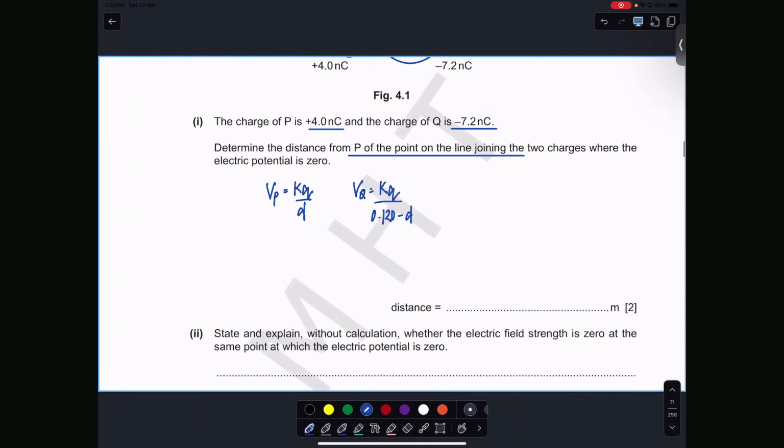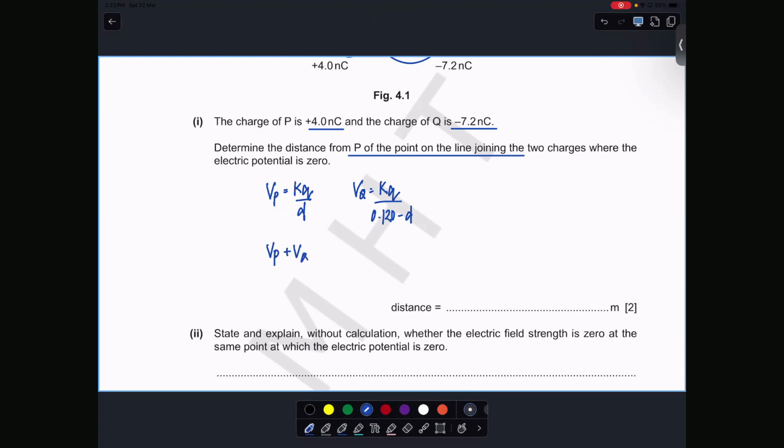এখন the idea with potential is that you just add them. It's like if you want to find the net, you just add them. Potential কিন্তু vector না. So there's no plus and minus that you can do. It's just like, scalar quantity, you just add them, okay? So VP plus VQ. That's what we're going to do here.